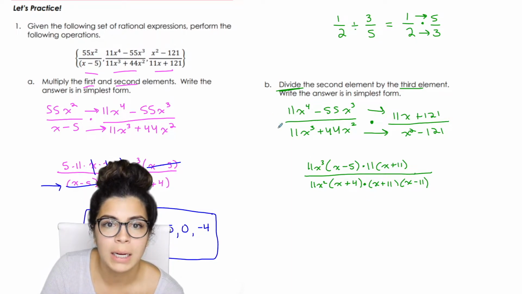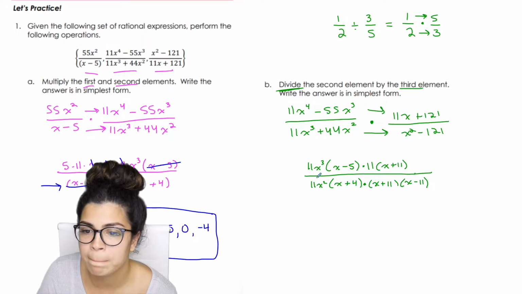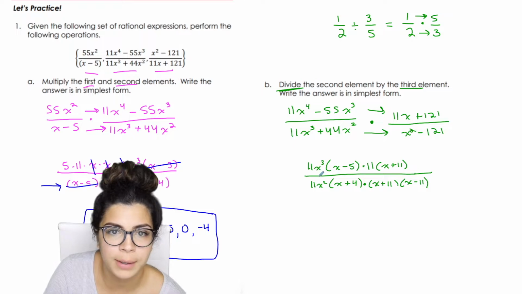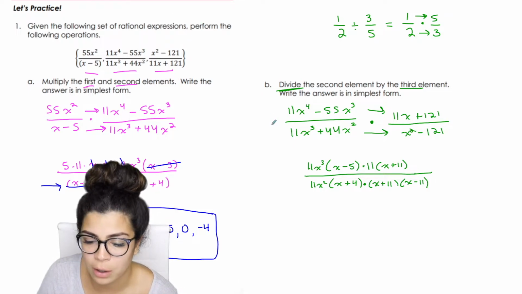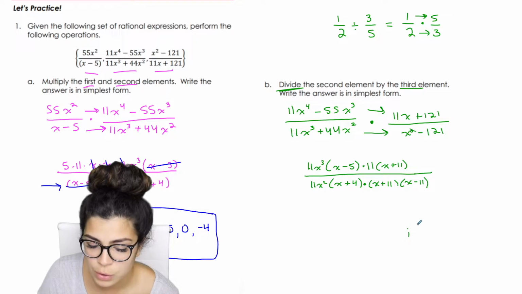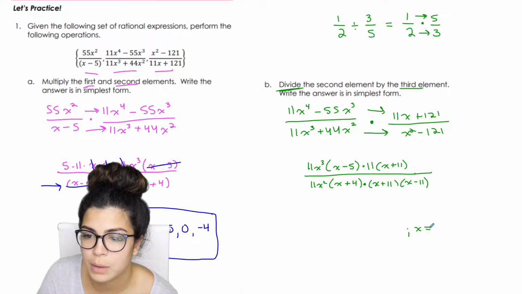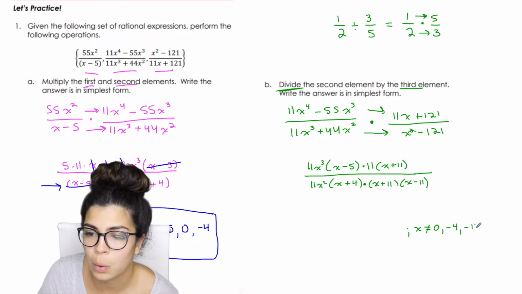All right, now let's go in and cancel out any common factors, right? Now, actually, before I go ahead and do that, let's just write our excluded values. So x cannot equal 0, -4, -11, or +11.